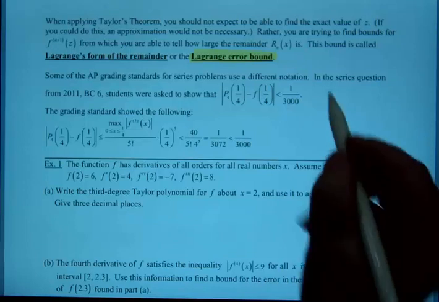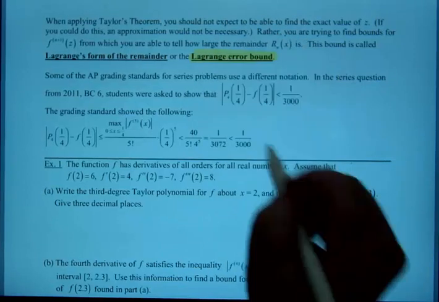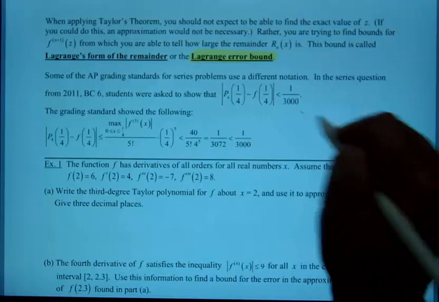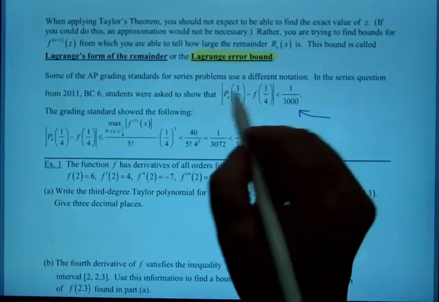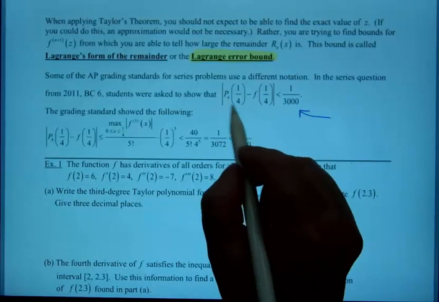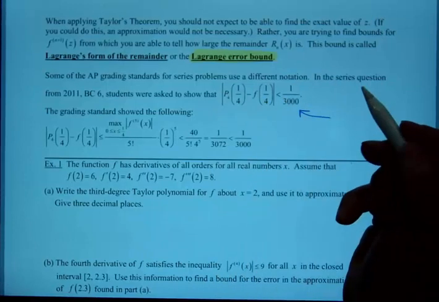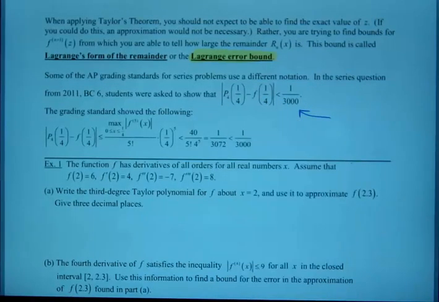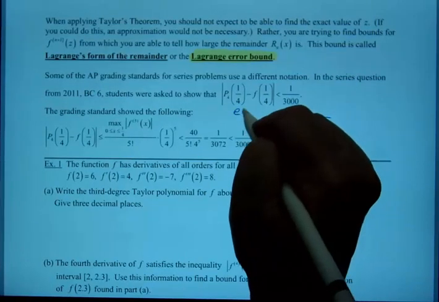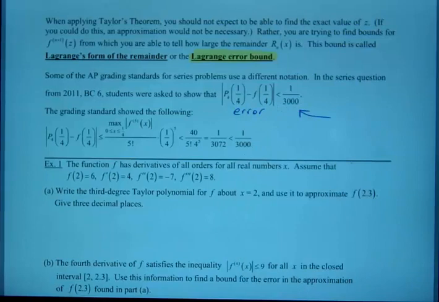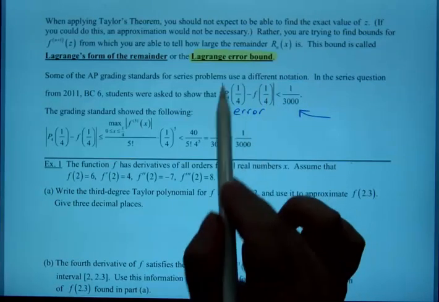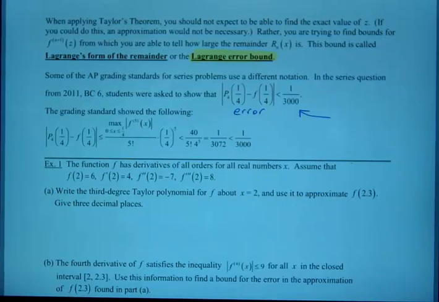Okay? Now, one other thing I want to tell you is you're going to see a lot of times something that looks like this. You'll see an absolute value of a P of something minus an f of something, and then it's less than a number. Okay? When you take your estimate and you subtract it from the original equation, that is your error. We did that a few days ago. So anytime you see this notation, just remember that's your error. And we'll come back to that in a minute because we're going to see it in a problem.